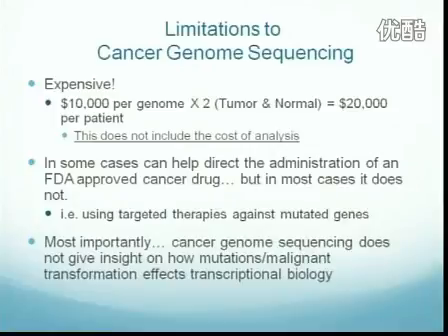And then the third biggest limitation to whole genome cancer sequencing is that it doesn't really give us any insight into how these mutations are affecting the transcriptional biology. You're seeing the mutation in the blueprint, but you're getting no indication of what it's doing to the cell as a whole, to the rest of the biology.